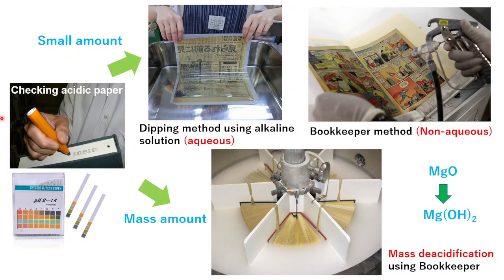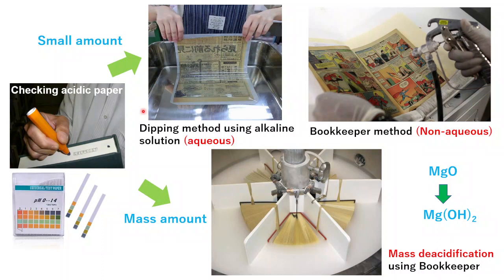There are almost 50 types of deacidification methods that have been developed so far, so let's take a quick look at a few methods. First of all, it is necessary to check whether the target papers are in a state of acidification. So in the library, as you saw in the short video earlier, they use a pH check pen that observes the changes in color, or use pH test paper by contacting the paper.